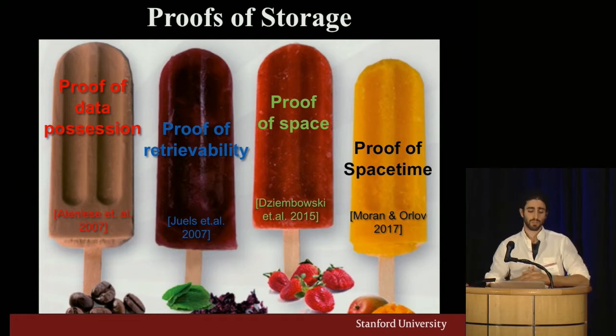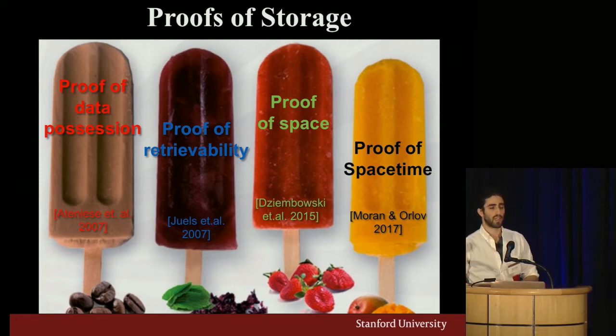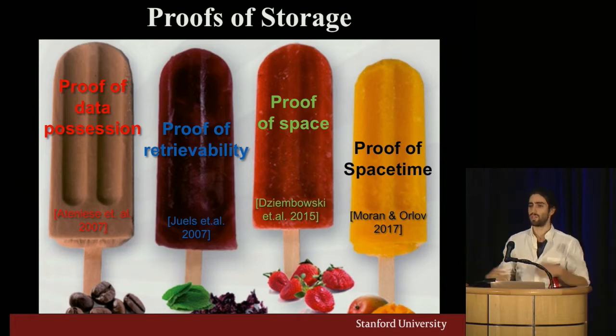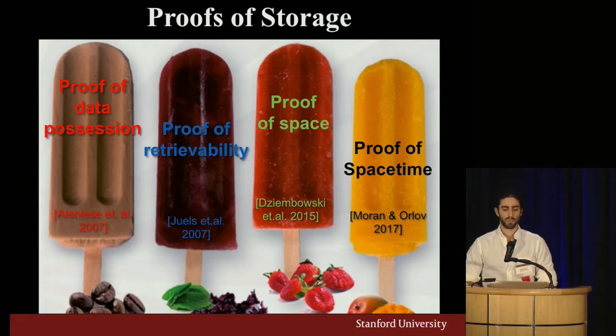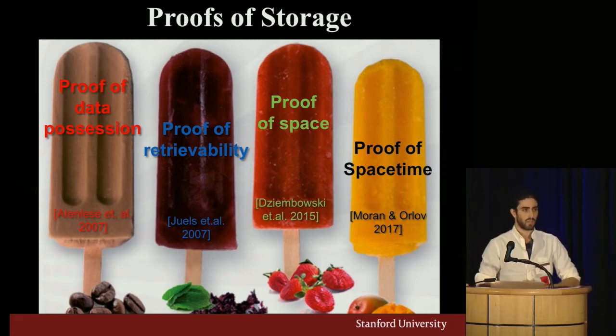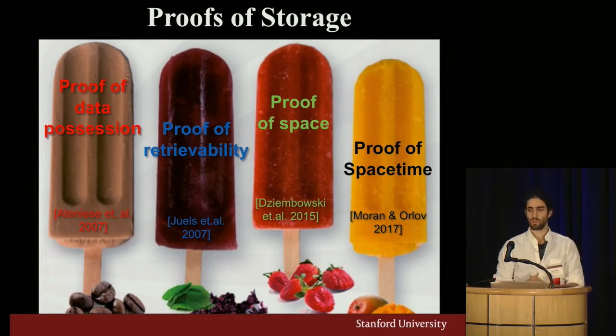There are also proofs of space. When I prove to you that I can retrieve a file, I'm not necessarily telling you anything about the resources that I'm dedicating to storing that file. In fact, if two different nodes give you a proof of retrievability of the same file, then only one of them is necessarily storing the file.